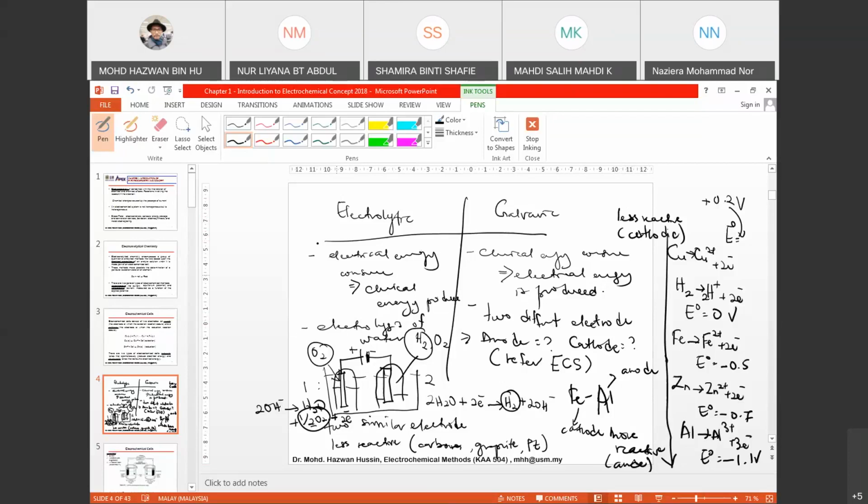And before that, what does it mean by E naught? What is this, E naught? Can someone tell me what it means? Hamda? Sorry, E cathode minus E anode.